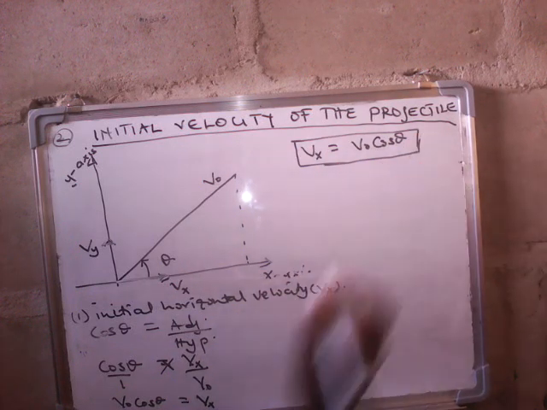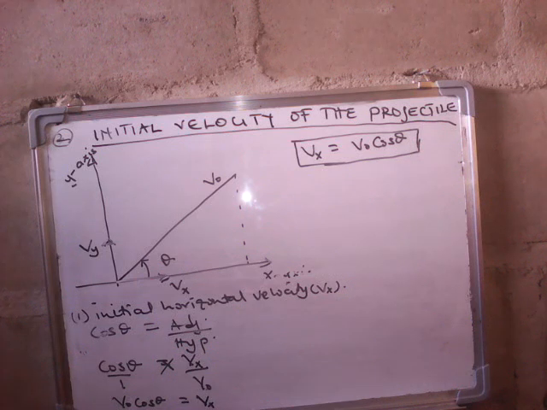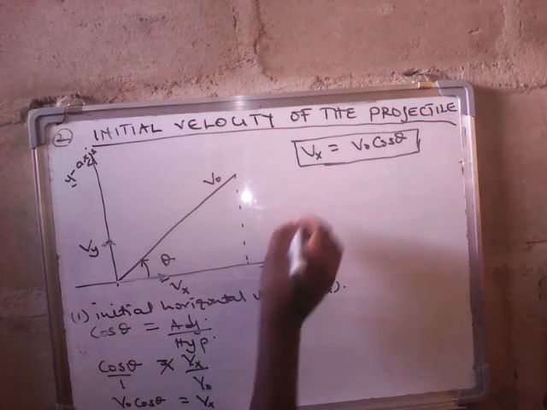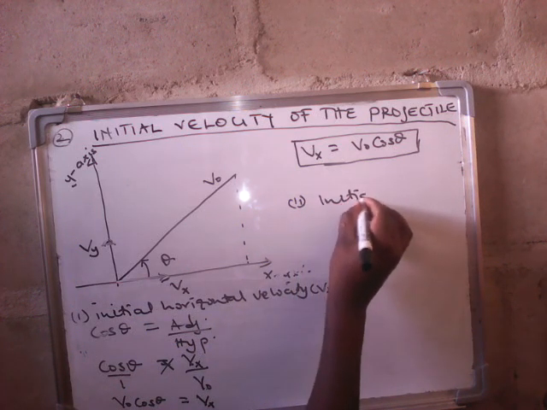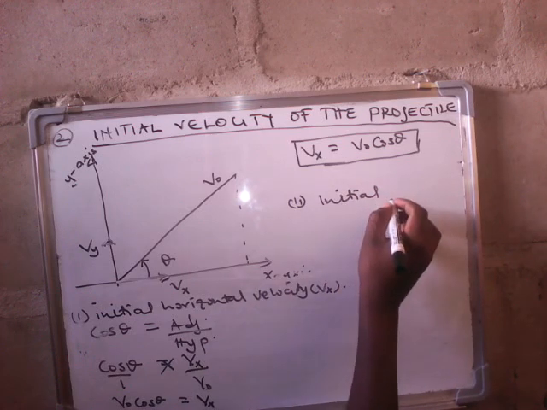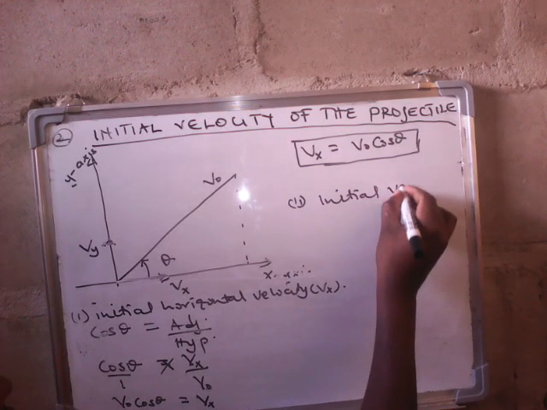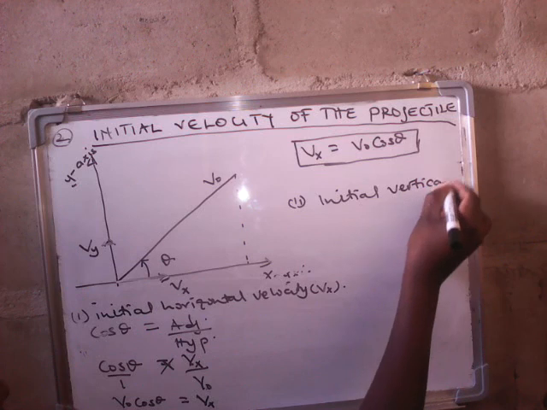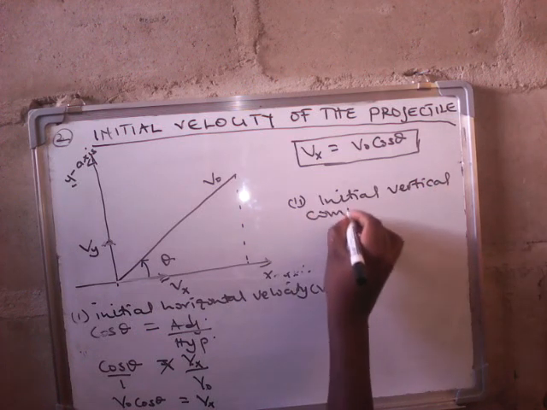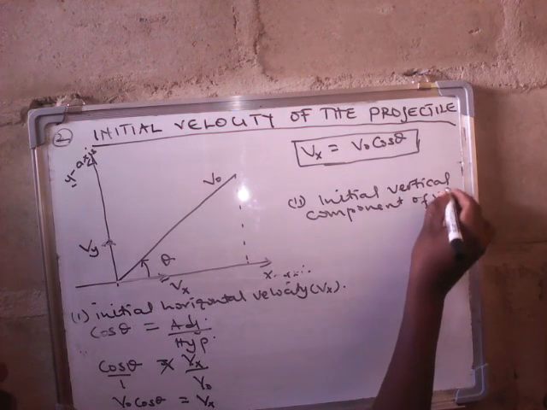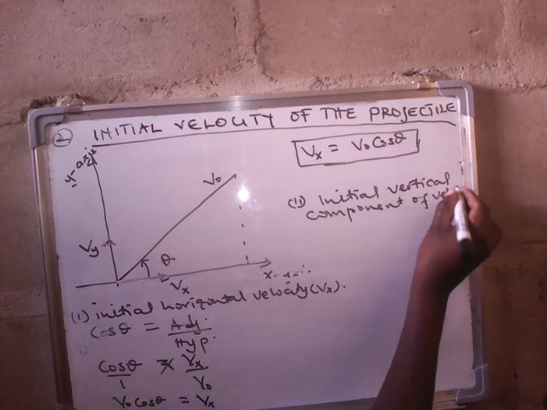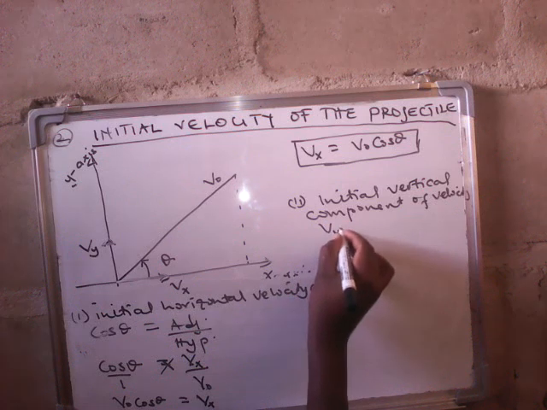The initial component of the velocity on the horizontal is that. Number 2, if we need the initial vertical component of velocity, which is our Vy, what will it be?